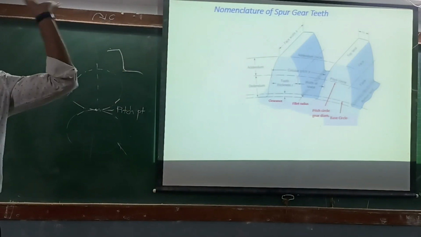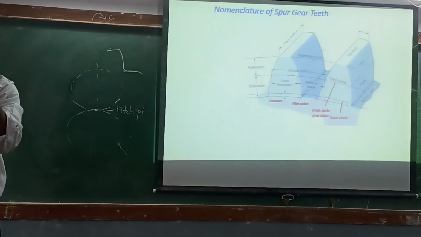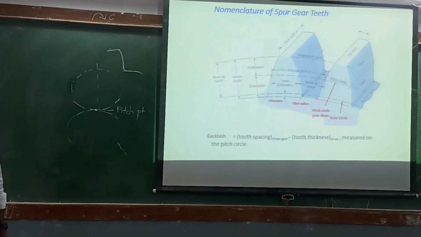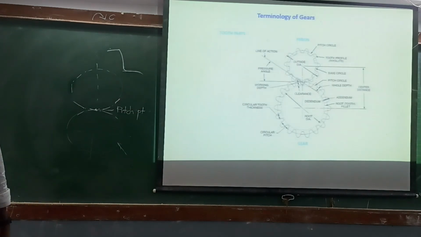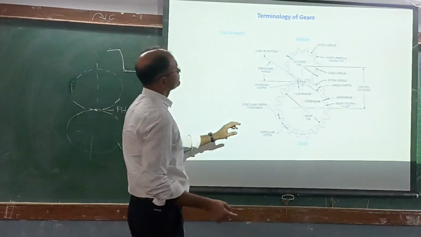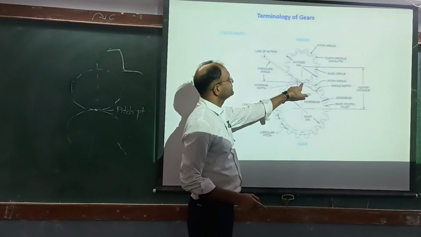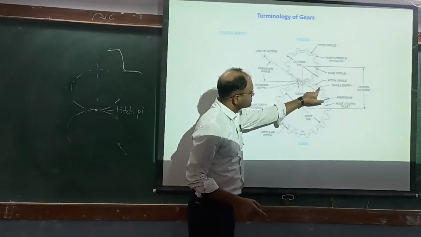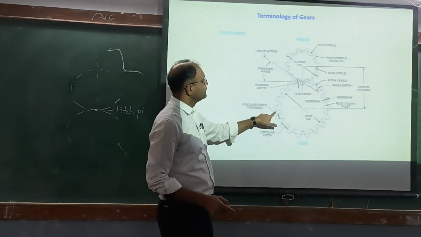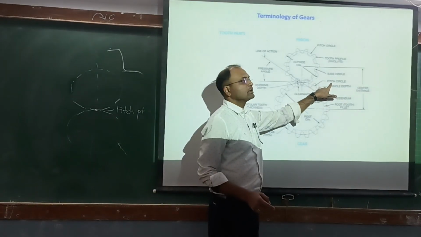These two are important terms, addendum and dedendum. We will write these in definitions later on. Whole depth, again working depth. Just don't bother about this right now. Now here it is shown. Here is the point of contact. So all such points of contact joined will give you the pitch circle.